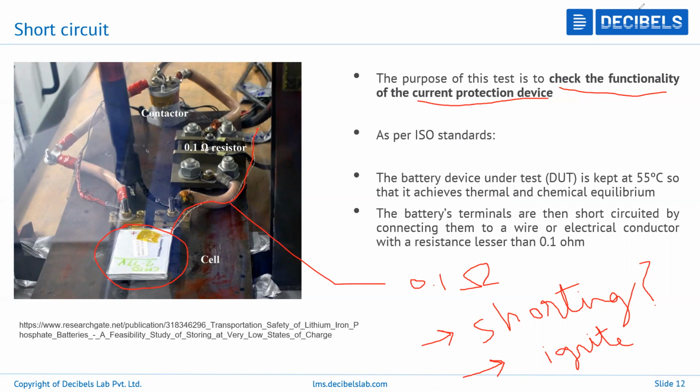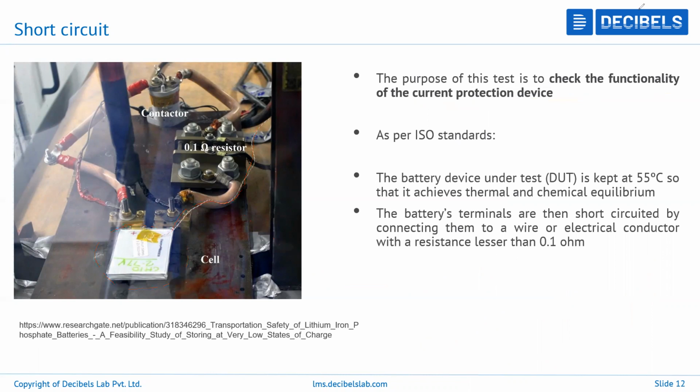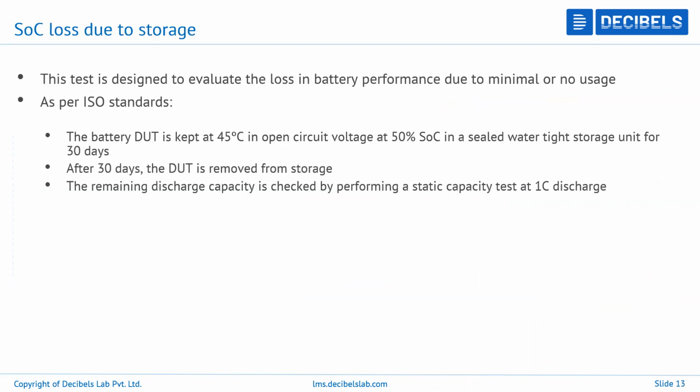So with this, we are done with the abuse tests, and next we will go to the aging test. First we will look at the loss of capacity, or the loss of charge, due to storage. This is done to evaluate how much loss in battery performance occurs due to no usage of the cell, or due to isolation of the cell.